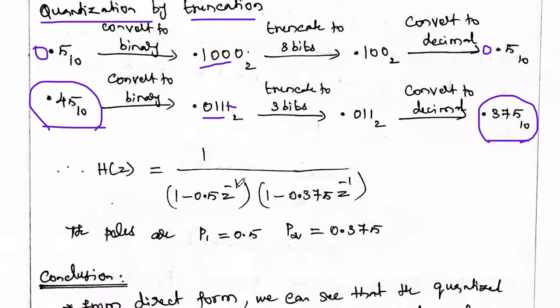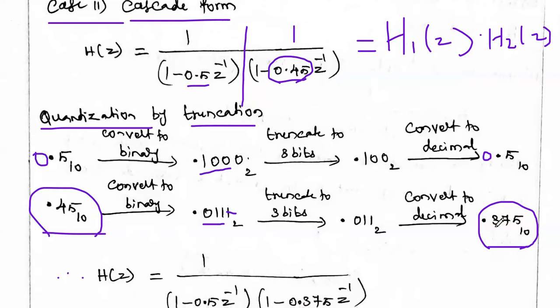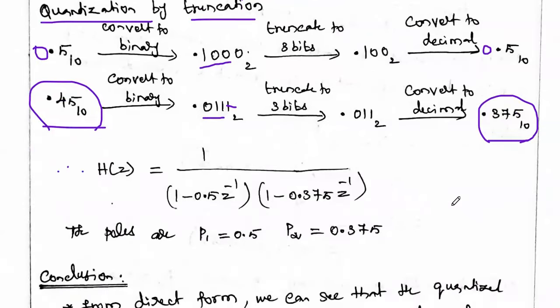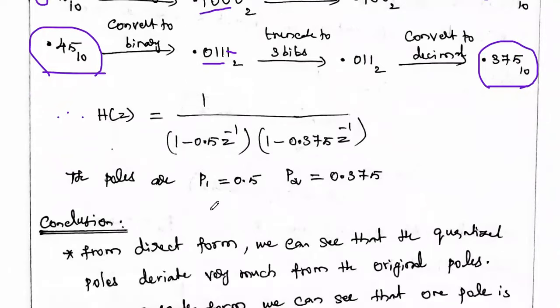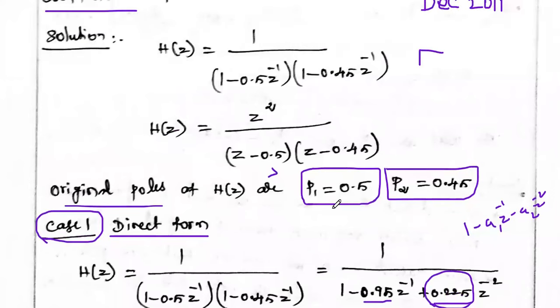So after quantization, the transfer function H of z can be written as 1 by 1 minus 0.5 z inverse, since the first filter coefficient has no change after quantization, but the second coefficient 0.45 is converted to 0.375. For this transfer function, the first pole is 0.5 and the second pole is 0.375. Compare this with our original poles. The first pole is 0.5 and the second pole is 0.45.